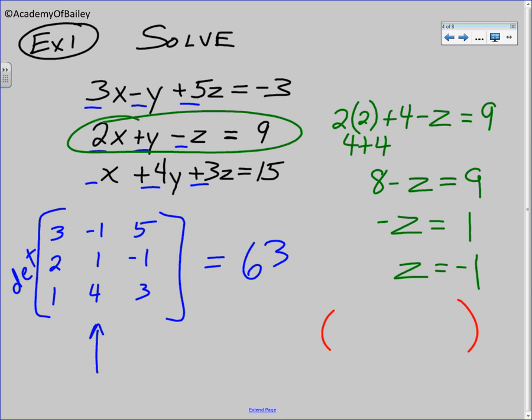Put your answer into a set of parentheses. X is 2, y is 4, z is negative 1. There's your solution. Okie dokie. The next example here.